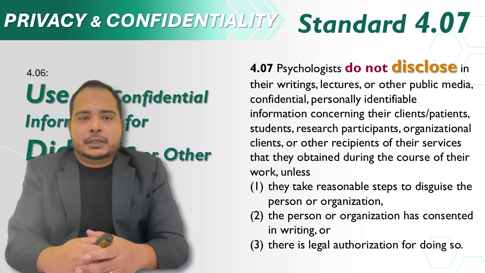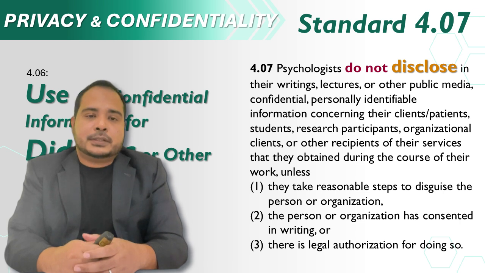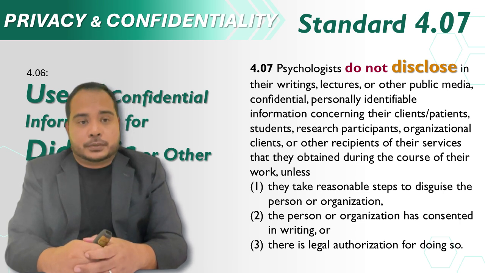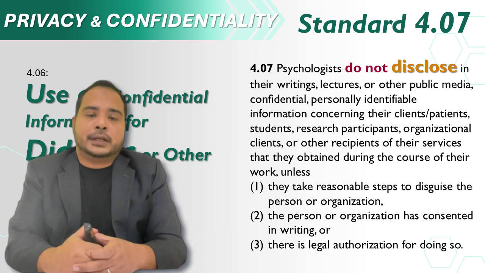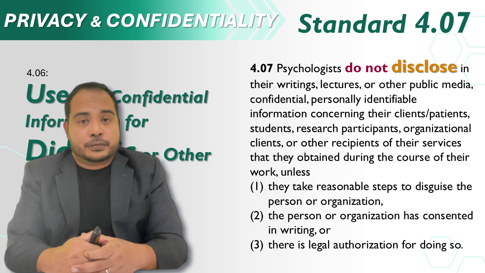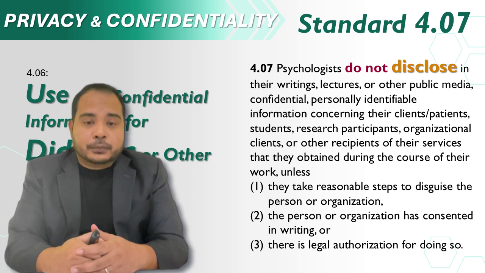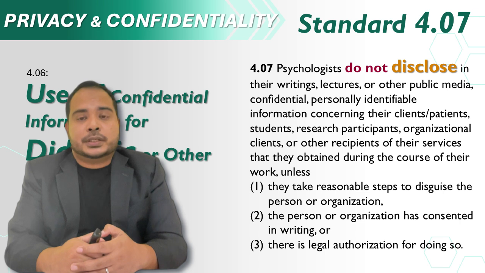And secondly, if we want to disclose the information, we must obtain written informed consent. If a person or organization voluntarily agrees to disclose, consent must be in writing, must be fully informed, must be voluntary, and must be specific to the purpose of use. Even with consent, respectful and proportional disclosure is required.